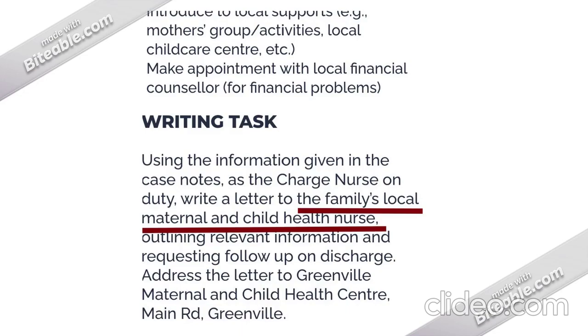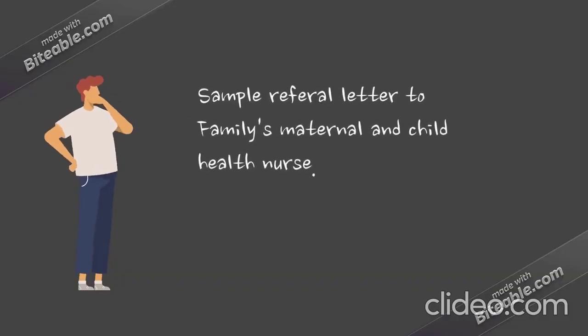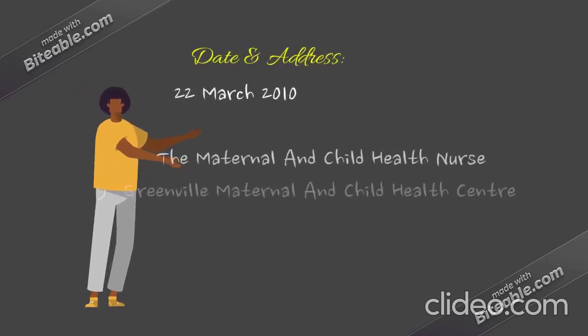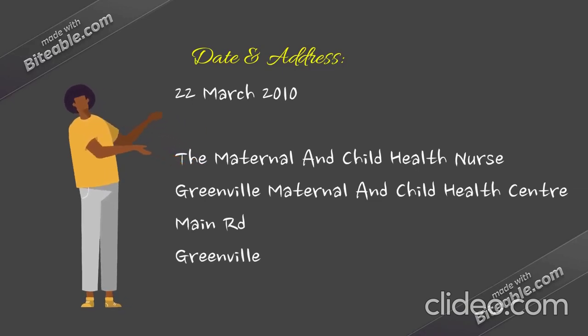So let us see the writing format. First we will write the date. So the discharge date will be the letter date; for the exam there is nothing to worry about. Mostly, 99 percent, your exam date will be the letter date. So here we can write the discharge date, 22 March 2010, and the address: the Maternal and Child Health Nurse, Greenville Maternal and Child Health Center, Main Road, Greenville.